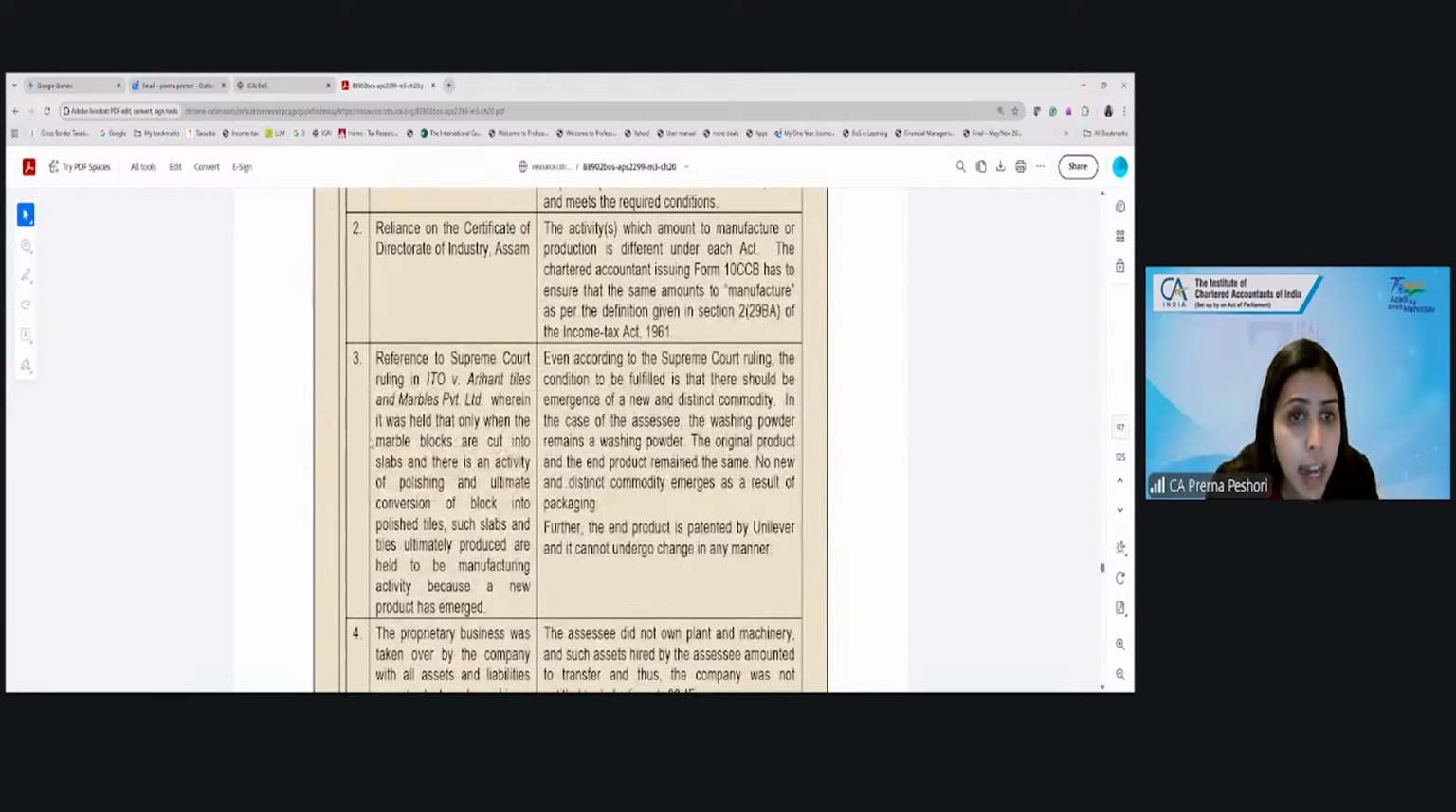He relied on the Supreme Court ruling in the case of Aryan Tiles and Marbles, wherein it was held that when the marble blocks are cut into slabs and there is an activity of polishing and conversion of block into polished tiles, the slabs which are produced are manufacturing, is a manufacturing activity because a new product has emerged. So the ACIT said even according to the Supreme Court ruling, the condition to be fulfilled is that there has to be a new commodity coming into existence. In this case, the washing powder remains a washing powder. It's just a packaging being done. The original product and the end product remain the same. No new commodity emerges as a result of packaging.